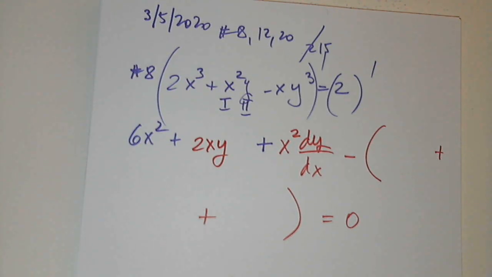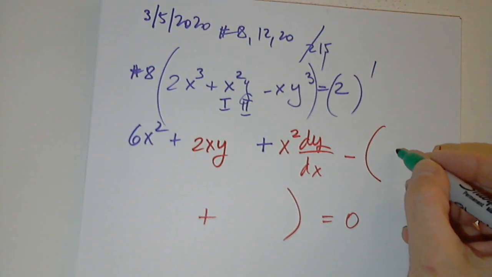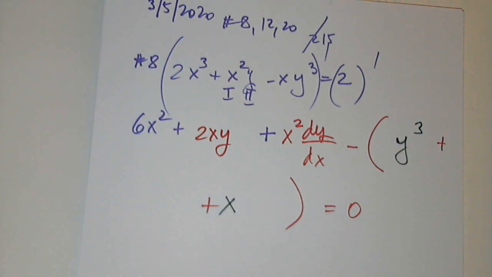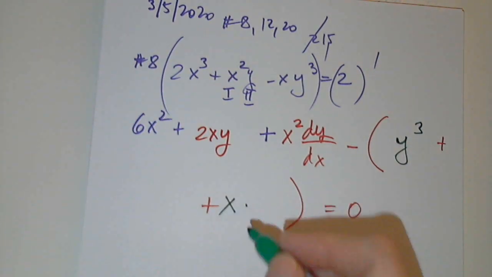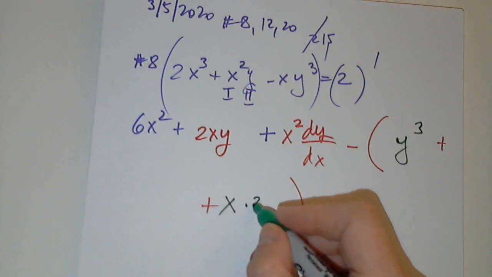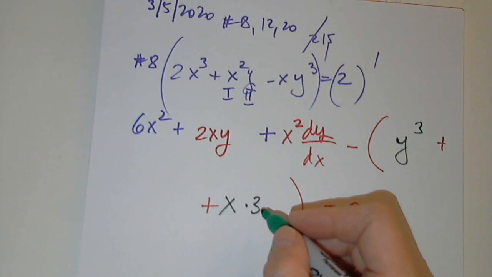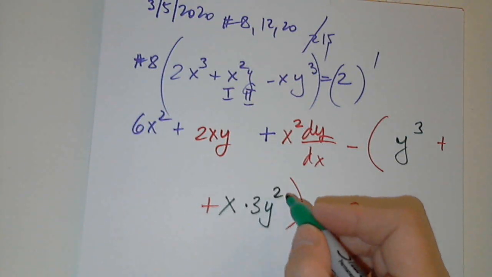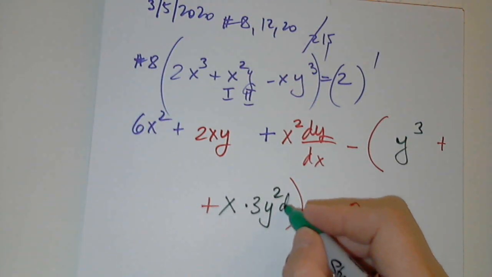Okay, so I differentiate the function I get y cubed plus, I keep the first function, I differentiate the second one. What do I get? 3y squared dy over dx.